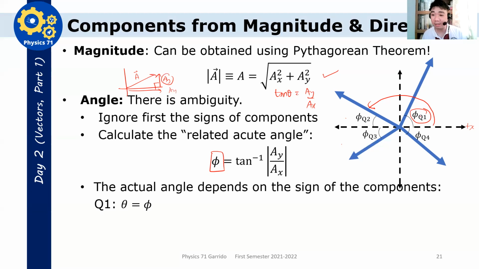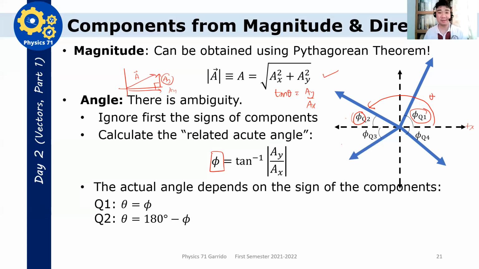Kasi for example, what you want in this angle is from the positive x-axis towards this vector. So ano yan? So in that case, theta here and phi here are what? Ano sila? Supplementary angles. Yes, correct. They are supplementary angles. And hence, to determine your theta, you use 180 degrees minus phi. Okay? What about in quadrant 3?